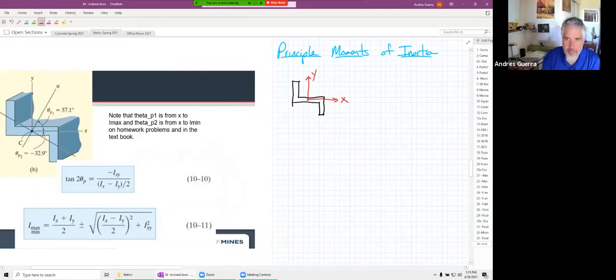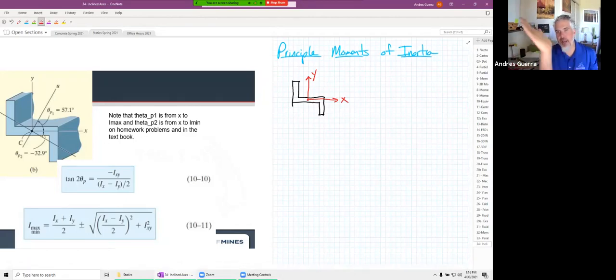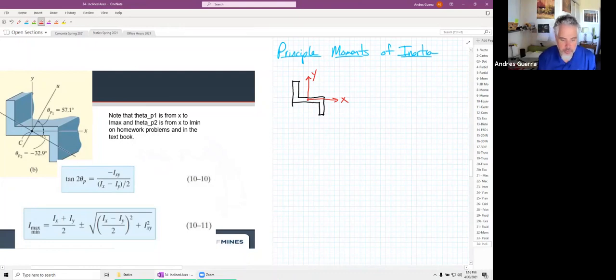What they're talking about is, about that X and Y axis, do we have symmetry? Is it symmetric about the X axis? Is it symmetric about the Y axis? It's not. Remember, symmetry is a mirror image, the exact same thing. This one would have a line of symmetry at an angle, if we angled our axes. And that's what we're looking for, these principal moments of inertia.